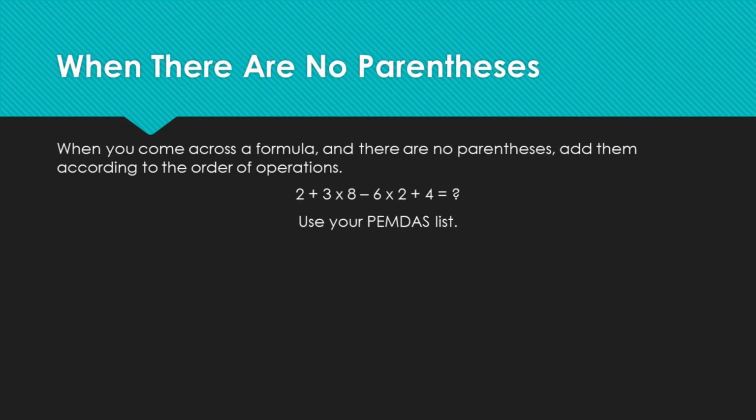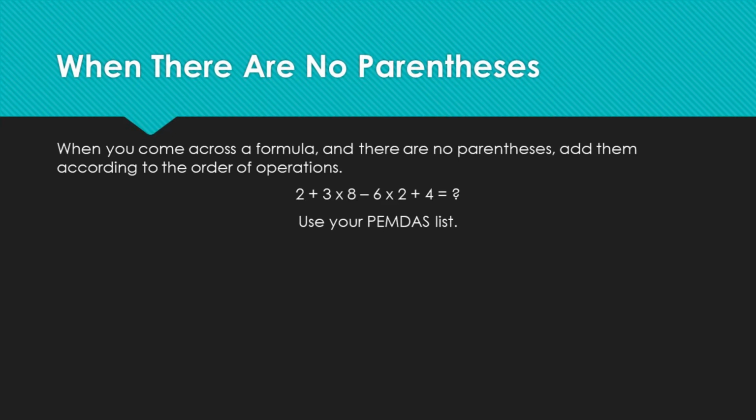When we see a formula, and there are no parentheses, it's a good habit to insert parentheses according to the PEMDAS rule. I am showing you 2 plus 3 times 8 minus 6 times 2 plus 4 equals some number. I could follow the order of operations and do this without taking the time to add my parentheses, but by adding them I'm making sure that I won't miss something.